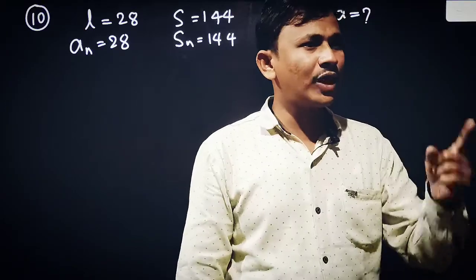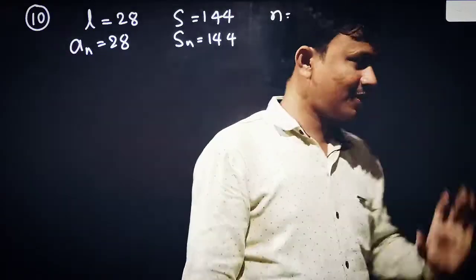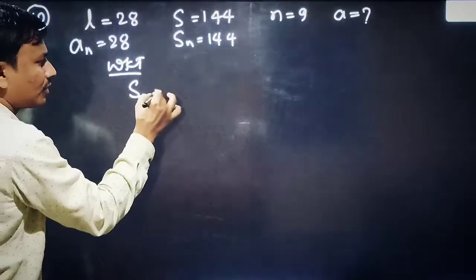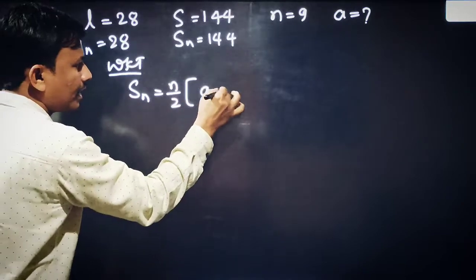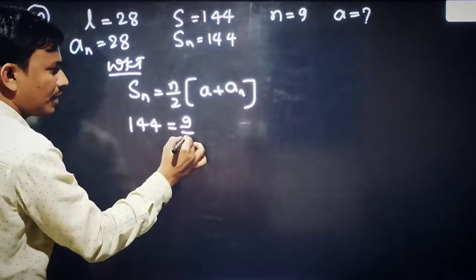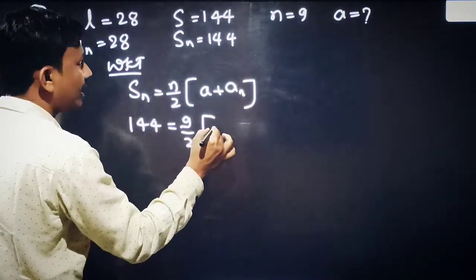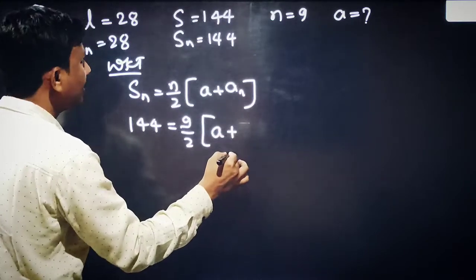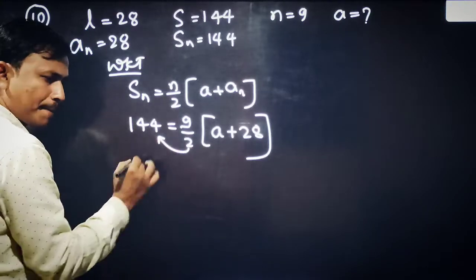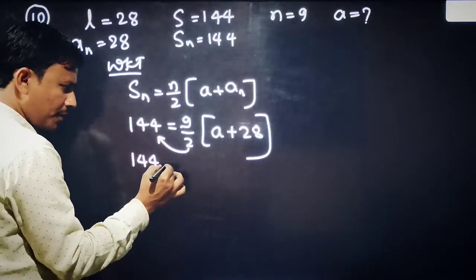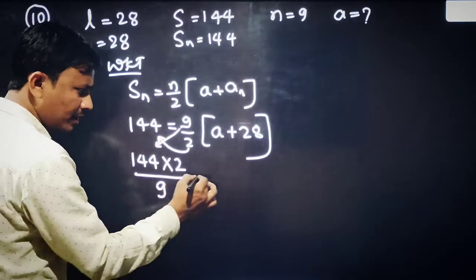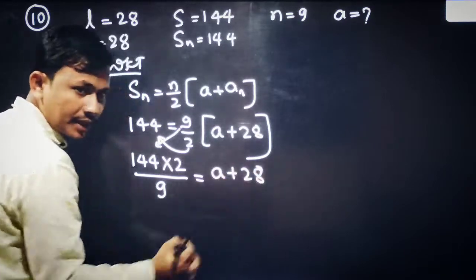That is Sn is equal to n by 2 in bracket a plus an. We know that Sn is equal to n by 2 in bracket a plus an. What is Sn? 144 is equal to 9 divided by 2 in bracket. What is a? Don't know. What is an? 28. Next, division 2 will become multiplication, 144 multiplication 2. Okay, multiplication 9 it will become division 9 is equal to a plus 28.